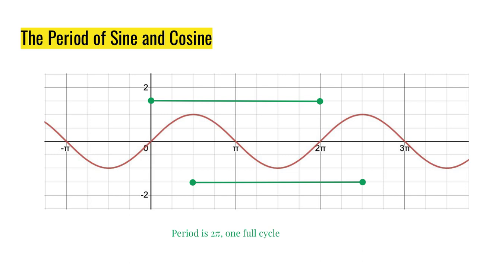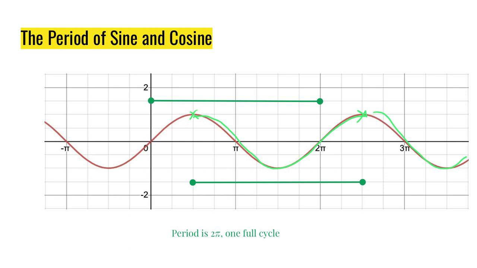We don't always have to start at x equals 0. This green bar down here shows us that we can start at any arbitrary point on the graph and move through one full cycle until I get to a point where the graph is going to have to start repeating itself again.